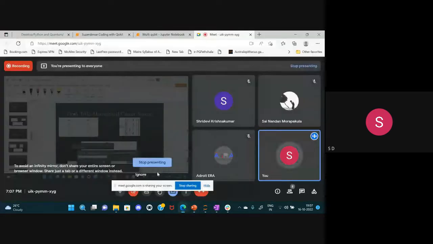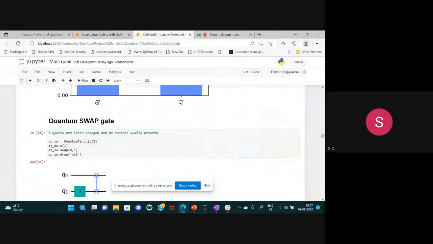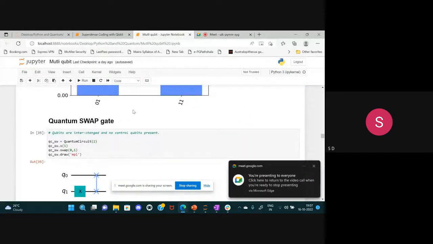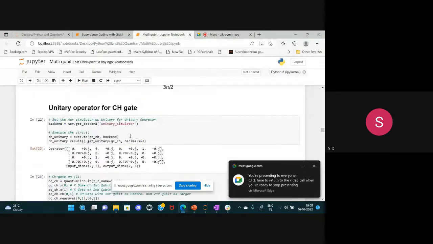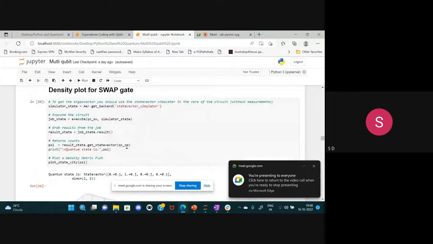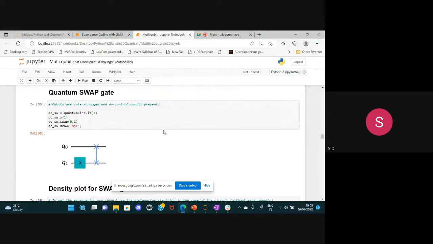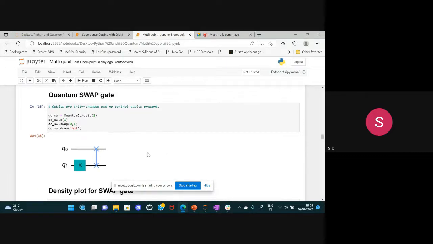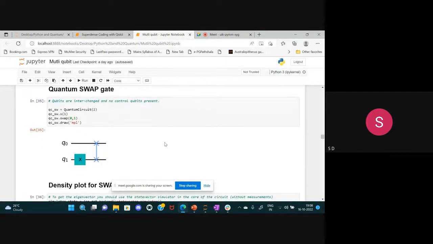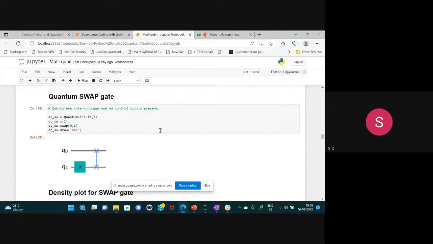So what I feel is everyone can go through the CZ gate on their own because it is the same as the C naught gate. All the code is the same. We just need to know the truth table and the matrices. That is the difference between all the gates. And we can now quickly move on to the swap gate.